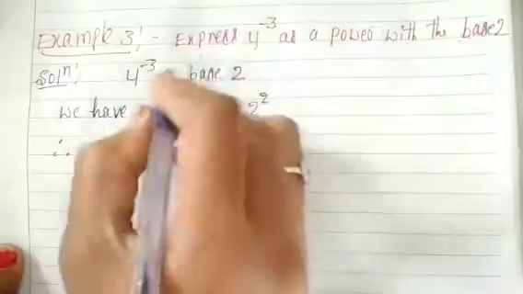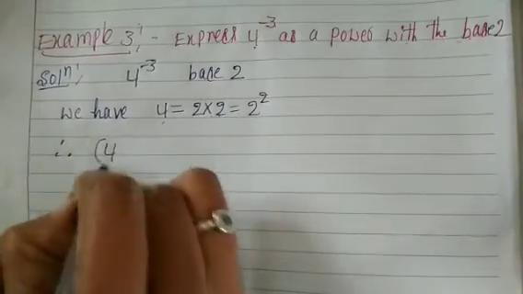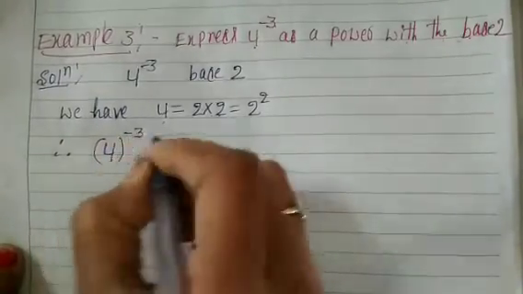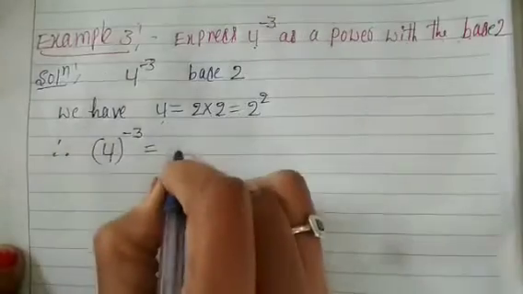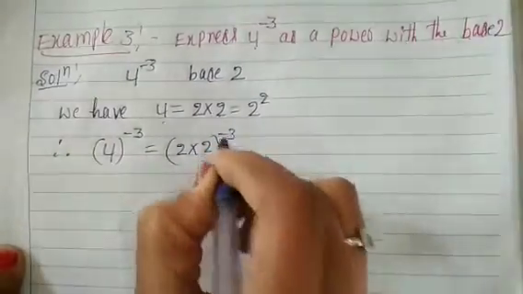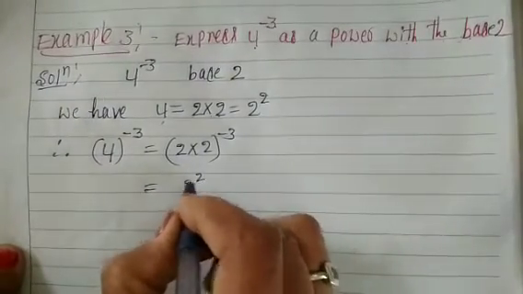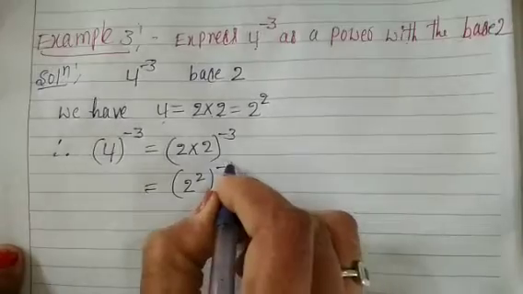Therefore once again 4 to the power minus 3 is equal to how much? 2 into 2 whole to the power minus 3 is equal to 2 square whole to the power minus 3.